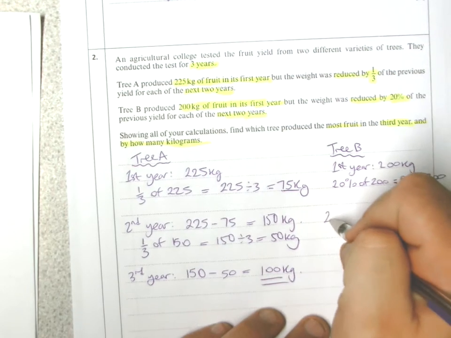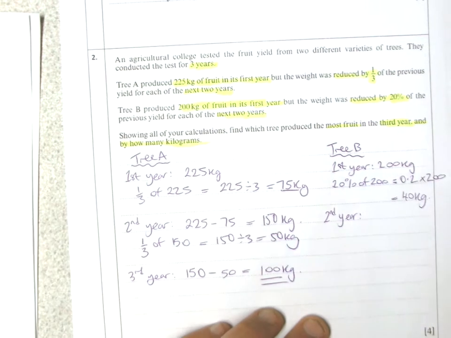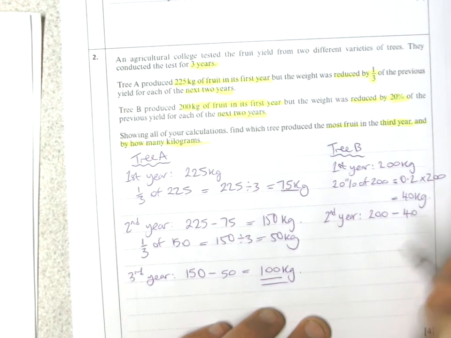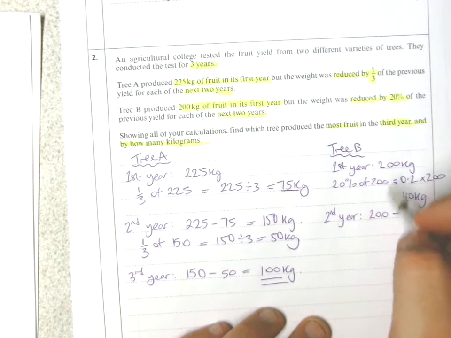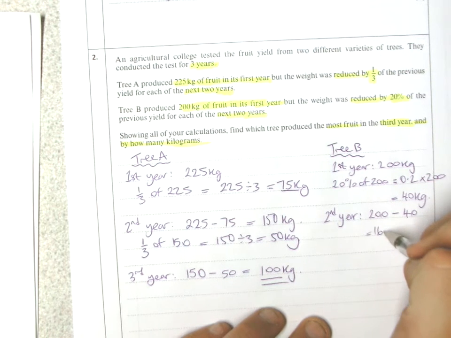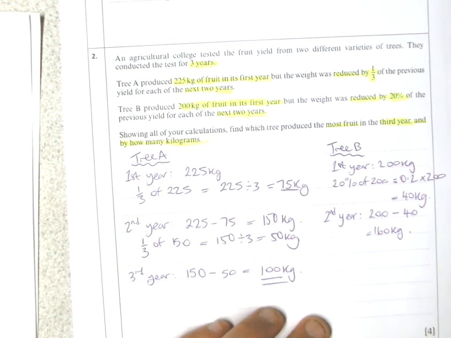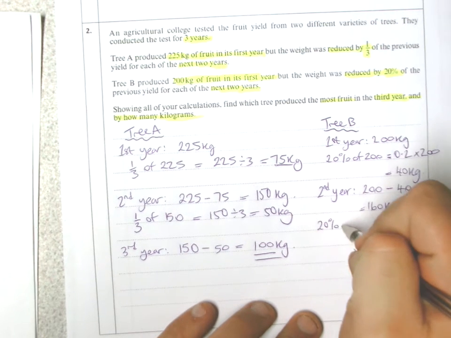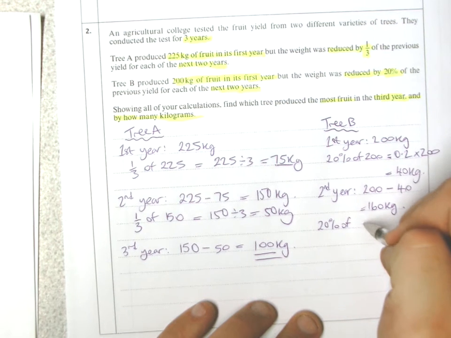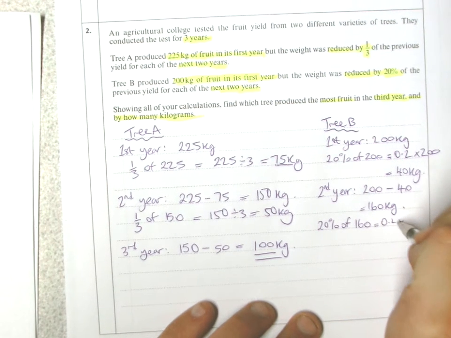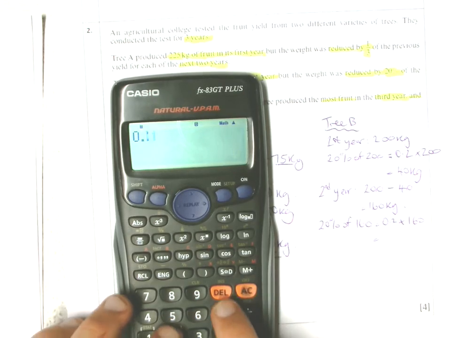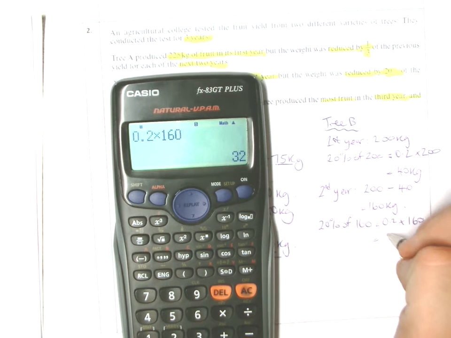So in the second year, we will have 200 less 40, which will give us a yield of 160 kilograms. Okay, so we need to go again. Of course, it's going to be 20% of the previous yield again, so we're going to need to work out now 20% of 160 this time. So 0.2 times 160, you get 32 kilograms.